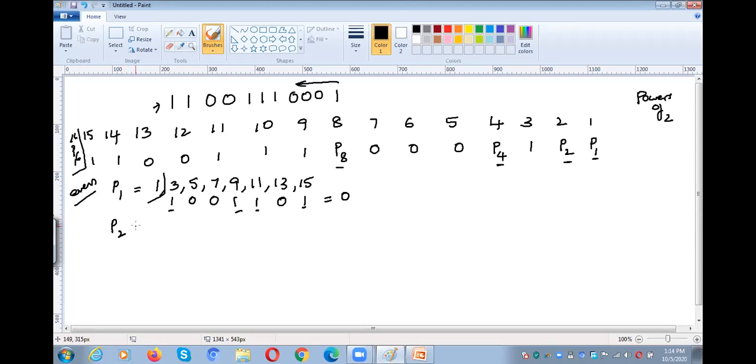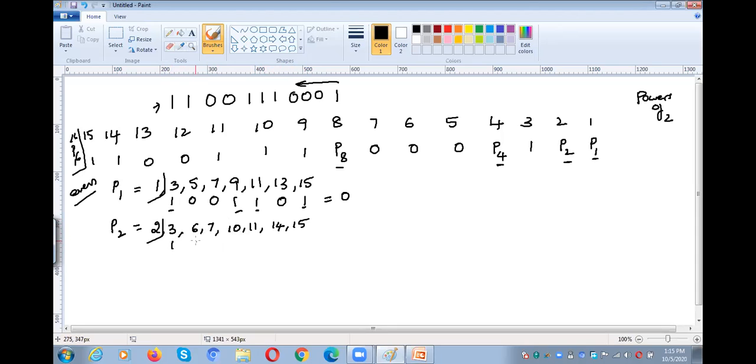Even parity. Okay. And then calculate for P2. We need to start from 2, because we are calculating parity 2. So we need to consider 2 positions, 2, 3, and leave 2 positions, 4, 5. And then 6, 7. Leave 8, 9. And then 10, 11. Leave 12, 13. Then 14, 15. So 2, 3 consider, 4, 5 leave. 6, 7 consider, 8, 9 leave. 10, 11 consider, 12, 13 leave. 14, 15 consider. Okay.